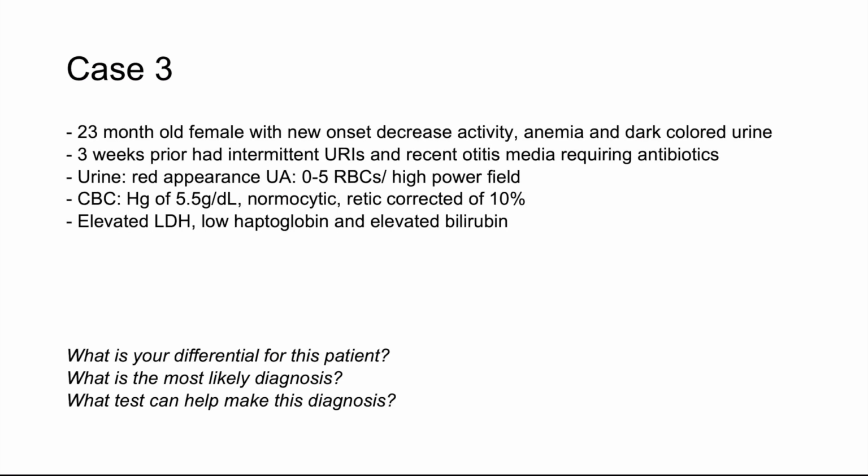So let's move on to case 3. This is a 23-month-old female. They have onset of decreased activity. They have anemia and dark-colored urine. But 3 weeks prior, they had intermittent upper respiratory infections and recent otitis media requiring antibiotics. The urine looks pretty red. There are some red cells, 0 to 5 in the high power field, that we can see in it. Hemoglobin-wise, they're anemic, normocytic, with increased reticulocyte count, high LDH, low haptoglobin, and elevated bilirubin.